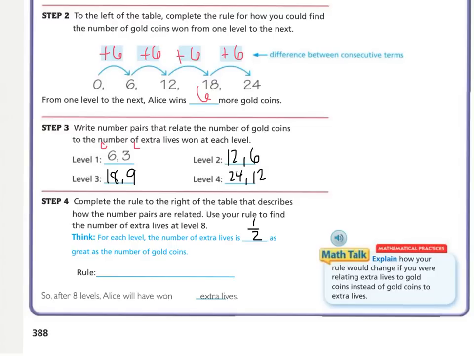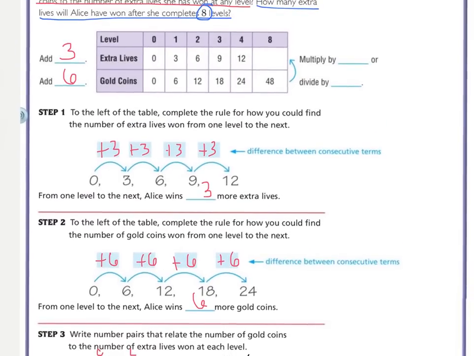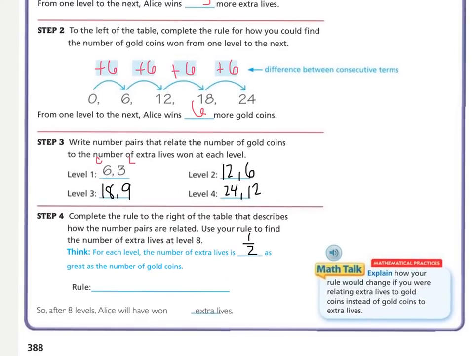So the rule, if we look back up at the top real quick, we're looking to fill this in: multiply by blank or divide by blank. So if we're trying to get half of a number, what do you multiply by? You would end up multiplying by one half. Or dividing, what would you do? You would divide by 2. So let's go back down here where they want you to write it. Rule wise, you would say you would multiply by one half or divide by 2. So that's the rule.